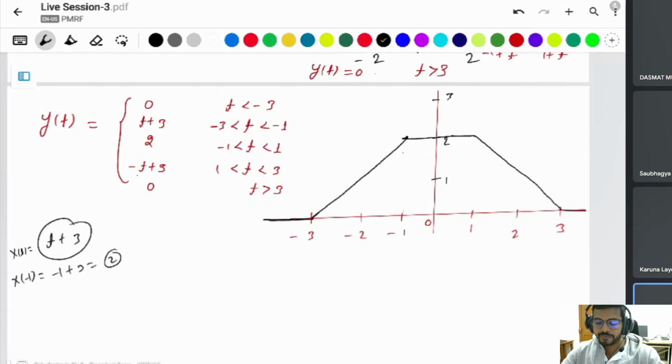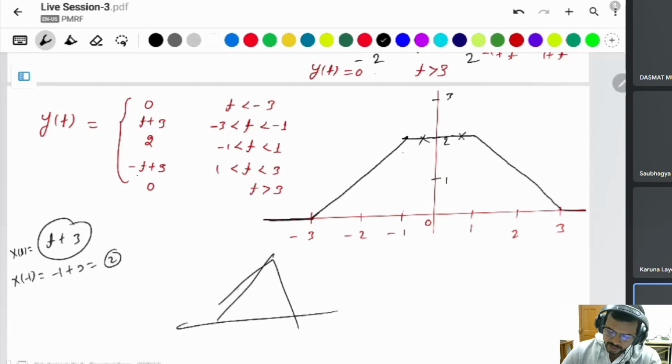Trapezoidal, when you multiply two rectangular signals of different width. If you multiply two rectangular signals of the same width, then this will cancel out, and it will be some triangular only. You can try.